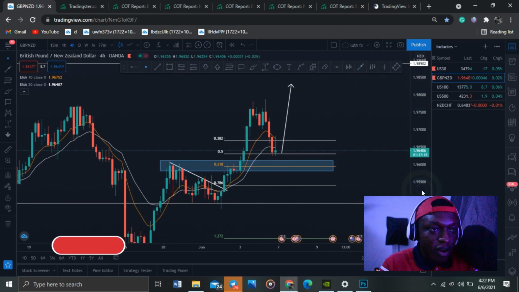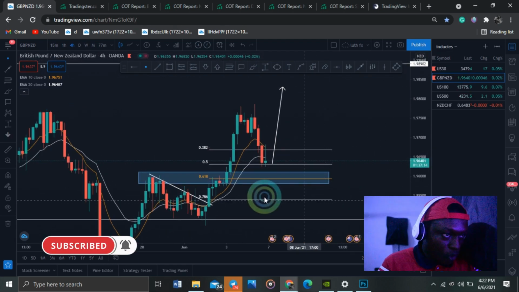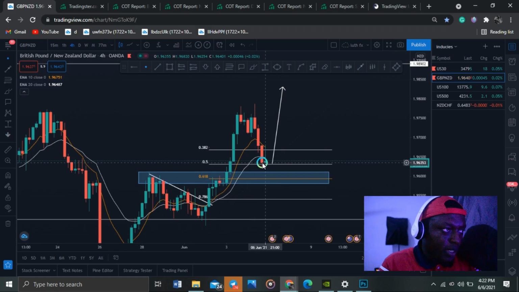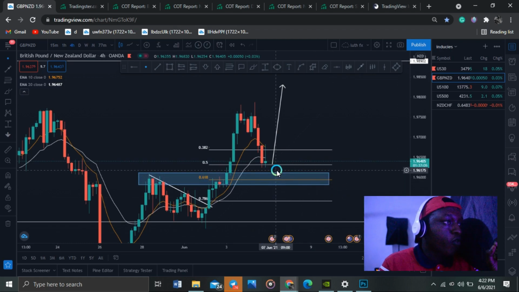You can see that the market has currently opened as I'm doing this video. You can see that the 4 hour candle is trying to close in a pin bar. I think we have about 1 hour 37 minutes more for the 4 hour candle to close.